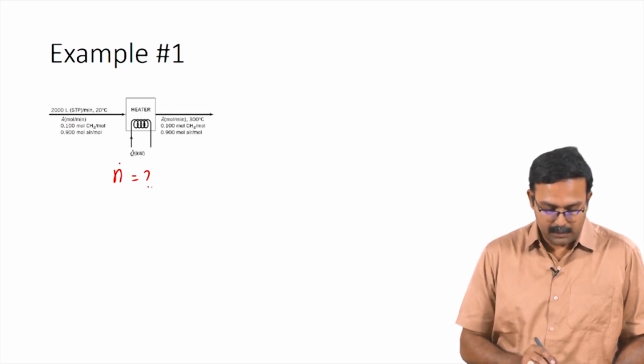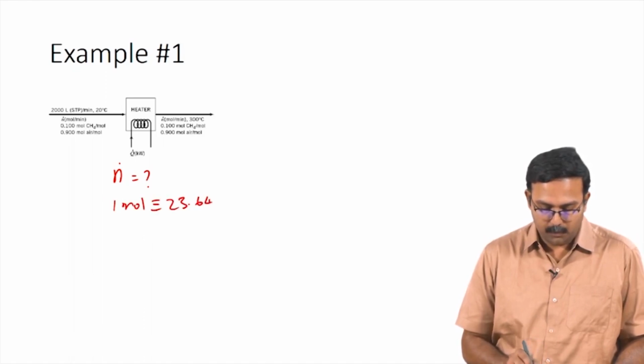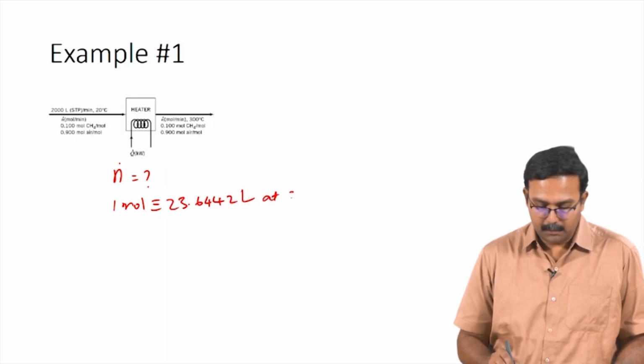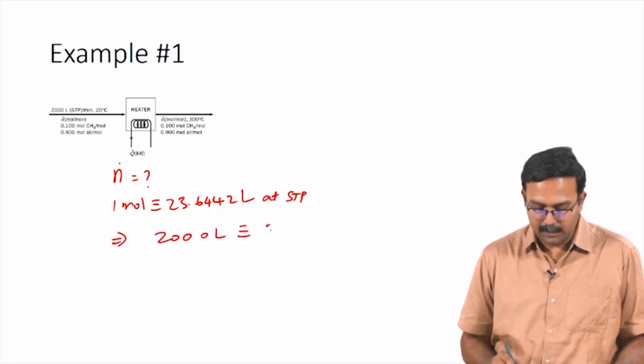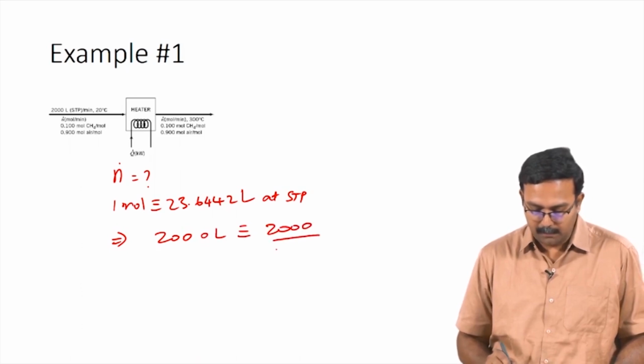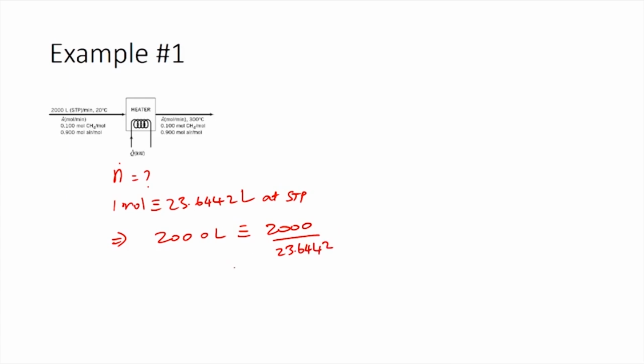In this case, we already identified that 1 mole occupies 23.6442 liters at STP. So, this implies 2000 liters will contain 2000 divided by 23.6442 moles, which would be 84.6 moles per minute.